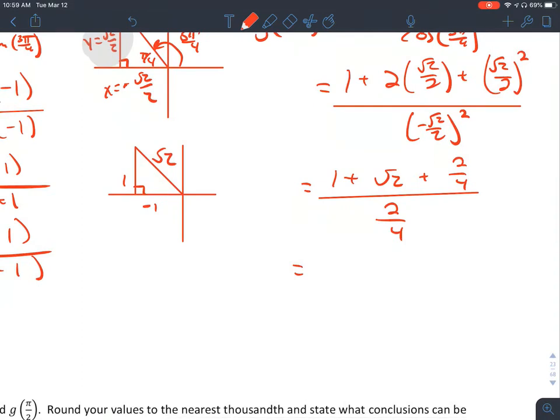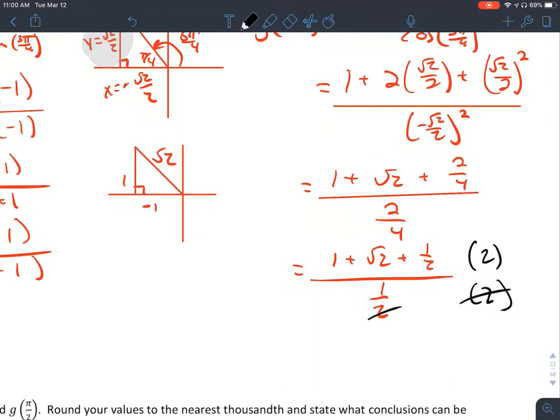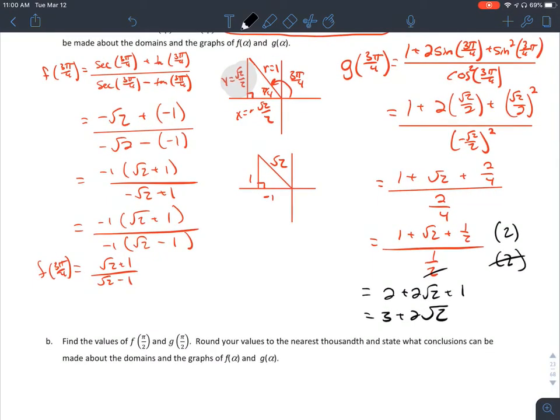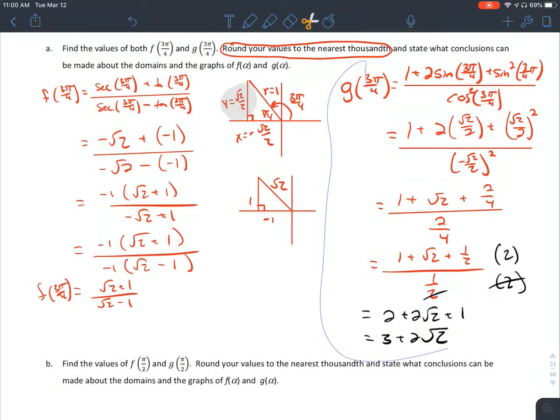Simplifying, we're going to get 1 plus square root of 2 plus a half over a half. If I multiply the top and bottom by 2 and distribute it to get rid of this denominator, it's going to give me 2 plus 2 square roots of 2 plus 1, which gives me 3 plus 2 square roots of 2. The directions said to write the answer to the nearest thousandth, so I guess I will be respectful of the directions and do that.